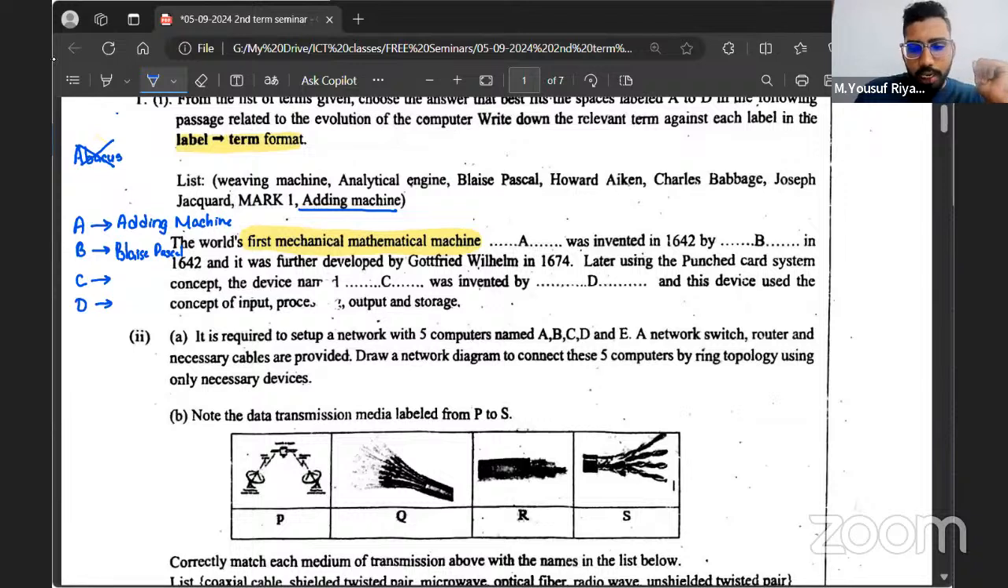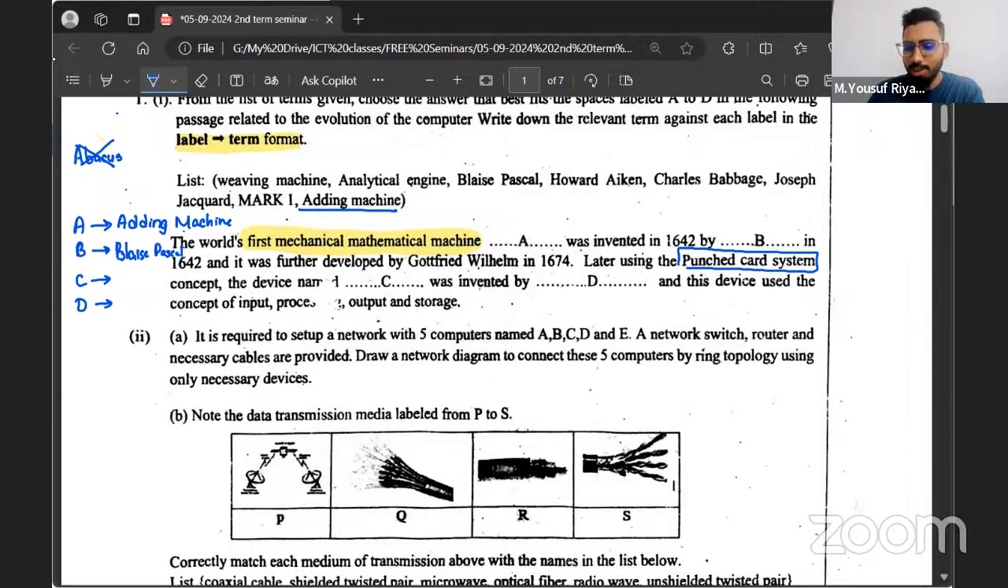And then they have mentioned later on, using the punch card system concept, the device name dash was invented by dash, and this device used the concept of input, process, output, and storage. Fine. Now, if you take the punch card system, where was it first seen? Was it available in a computer or was it available in a sewing machine?